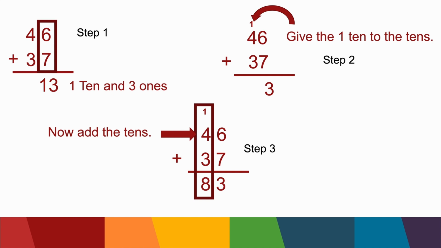46 plus 37. Step 1. We add the ones column. 6 plus 7 equals 13. 13 is actually 1 ten and 3 ones. Step 2. We carry the 1 ten to the tens column. We bring down the 3. Step 3. Now we add the tens column. 1 plus 4 plus 3 equals 8. Our problem is 46 plus 37 equals 83.